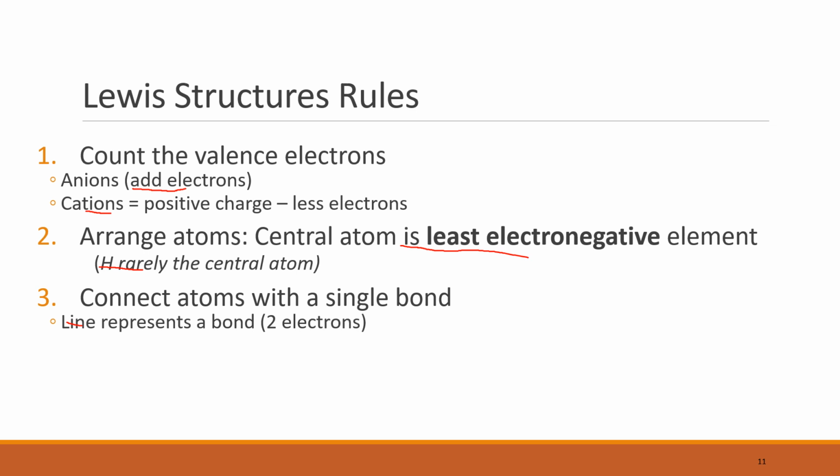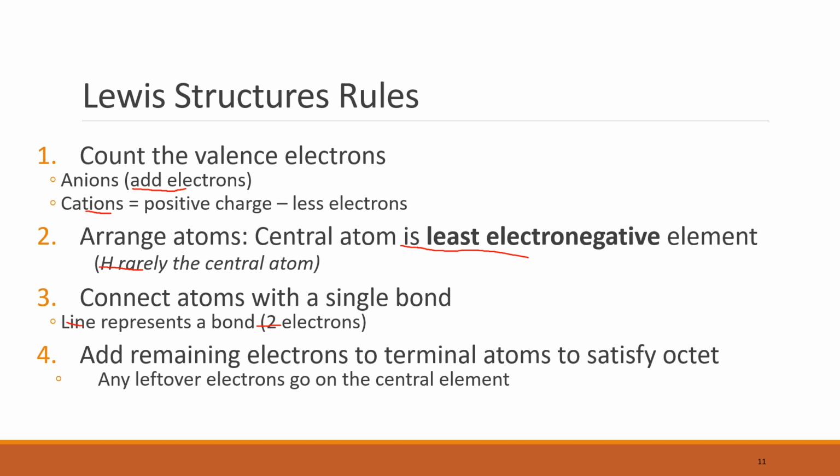So why do we draw a line? Because they're sharing electrons for covalent bonds. And that bond, that line, represents 2 electrons. Okay, so every line you see counts as 2 electrons. So if we do a double bond, for instance, it's going to count as 4 electrons because a double bond will have 2 lines.